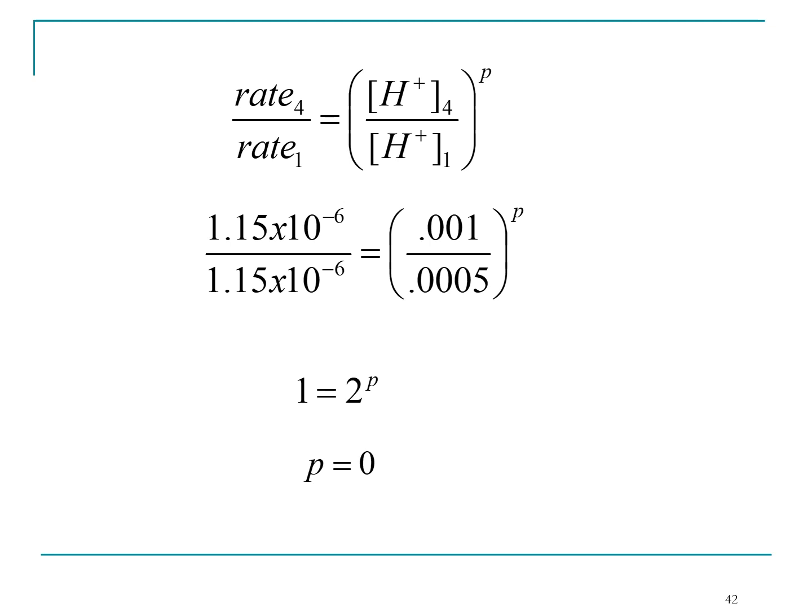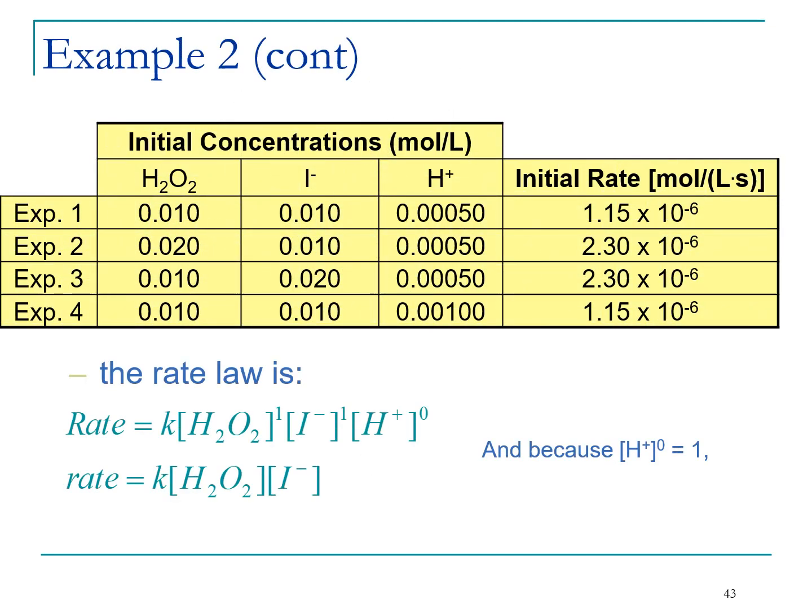Now that doesn't mean that you don't need it. It still needs to be there. It's just that the concentration doesn't affect the rate. So now we know what the rate law is. Rate equals k [H2O2] to the first power, [I negative] to the first power, [H plus] to the 0 power. You can write it like that, or you can ignore it because that equals 1. You can rewrite it like this.